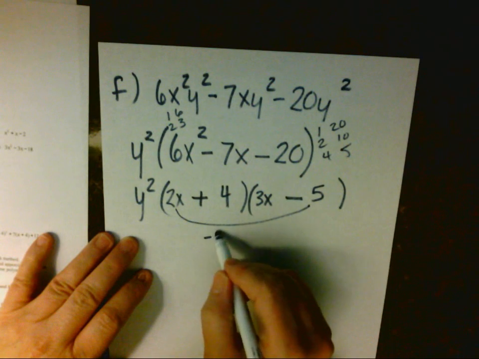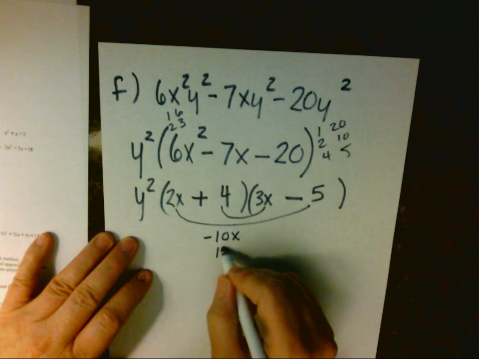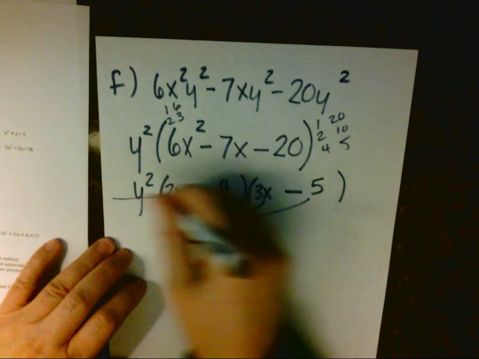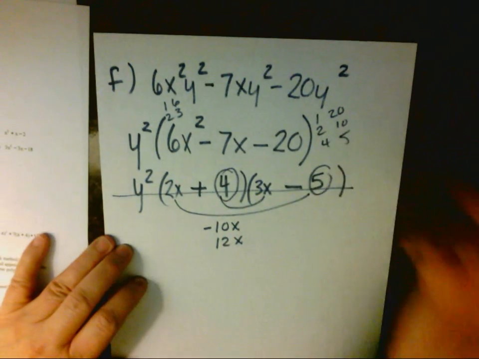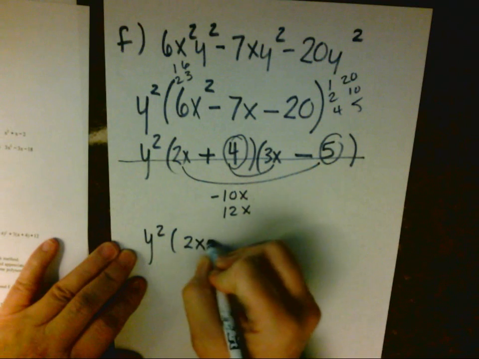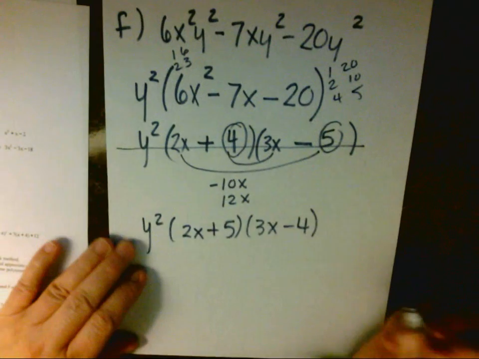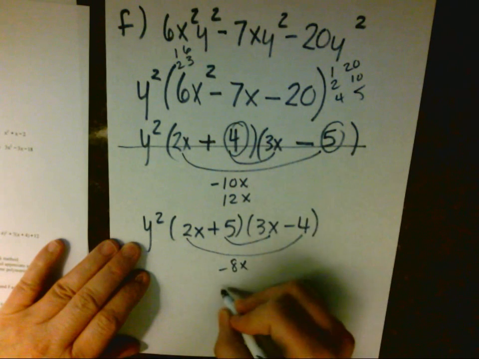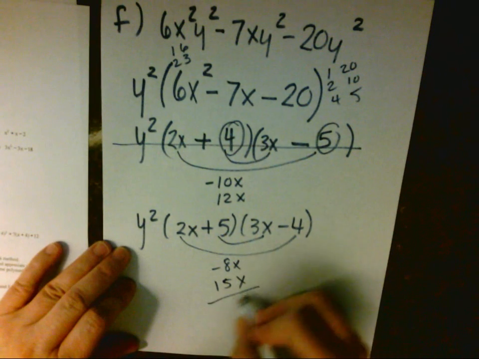On the outside, that gives me a negative 10x. On the inside, it gives me a 12x, and that's not it. Okay, we didn't get it. So I'm going to leave everything in place except I'm going to switch the 4 and the 5's place to see what happens. I'm going to try plus 5, and 3x minus 4. Okay, so on the outside I get a negative 8x, and on the inside I get a 15x. Hey, the difference of those is positive 7.